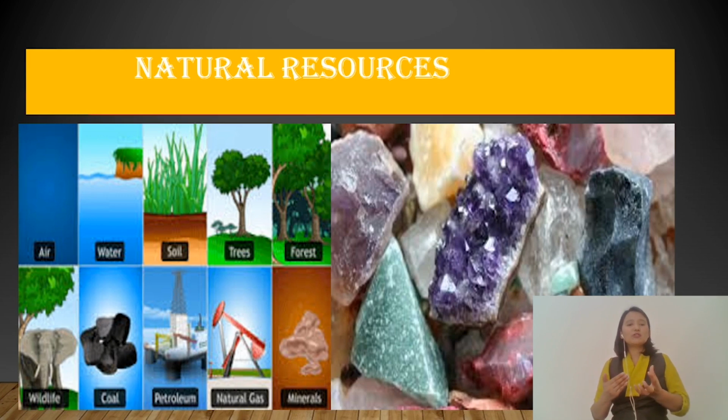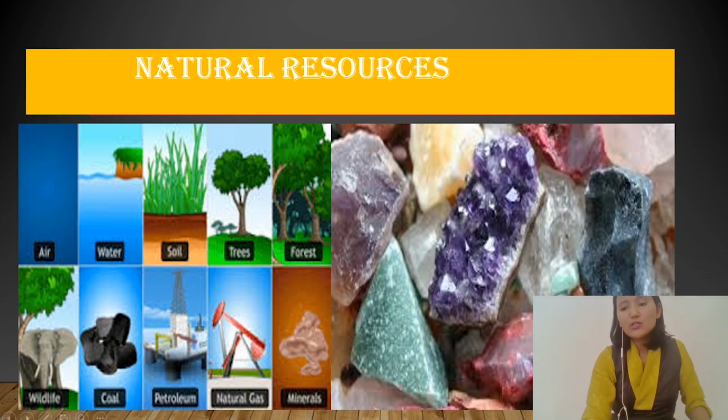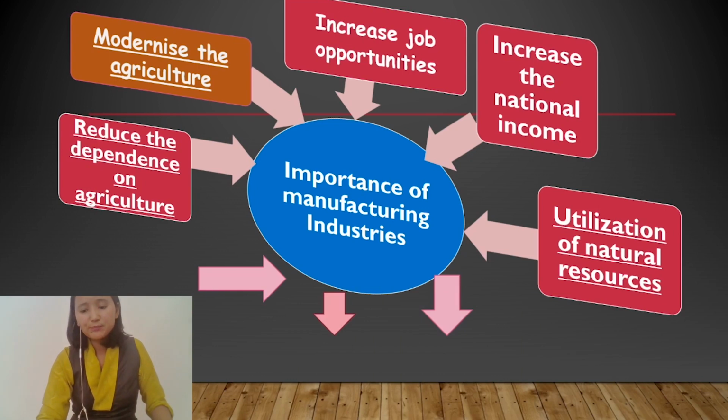And these natural resources are air, water, soil, trees, forests, different types of minerals, right? All these natural resources are utilized by industry to make finished goods. So by using these natural resources, industry has come up with different finished goods, and these finished goods have helped us to fulfill our needs. So natural resources are utilized by the manufacturing industries.